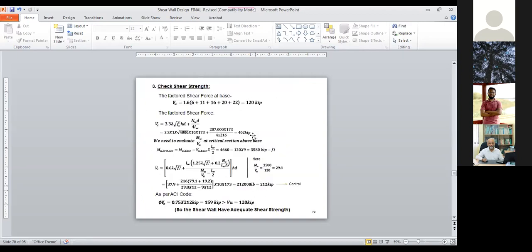So you can find that the minimum is 212.2 kips, and you have to multiply with the capacity reduction factor for shear, 0.75. You have 159 kips, but your shear force is 120 kips. So you don't need actually shear reinforcement. The minimum shear reinforcement will be good enough for the section.